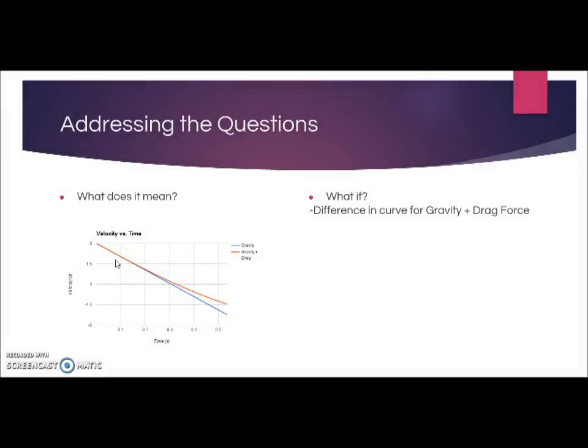If thrown down initially, the gravity graph will still be constant, going down linearly. However, because it's not starting at zero velocity, the gravity and drag force graph would start at a velocity greater than that, and therefore it would start leveling off and flatlining faster.